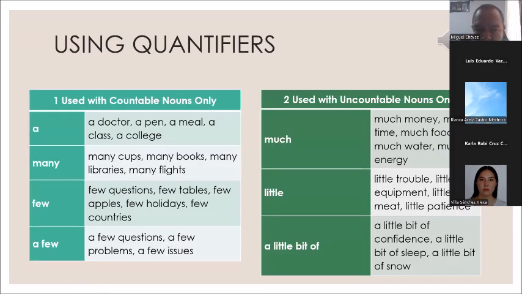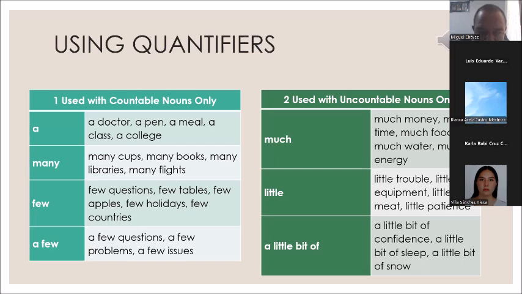Next, we will explain the relationship between nouns and quantifiers. A quantifier is a word or phrase used before a noun to indicate an amount or quantity of a thing. Examples of quantifiers include many, much, a lot of, and a little. Some quantifiers can only be used with countable nouns, while others are only used with uncountable nouns, and some can be used with both. Here are three lists of quantifiers for use with countable and uncountable nouns, and those you can use with both.